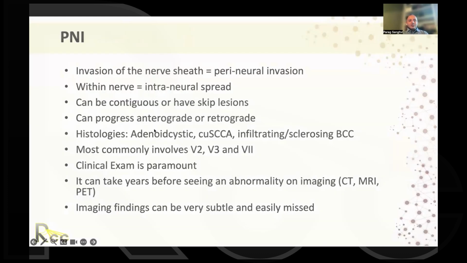Next, what I want to talk about is just what is perineural invasion? And really, what perineural invasion is, is when you see tumor cells crawling within the nerve sheath. That's the most common phenomenon of perineural invasion. But you can also sometimes have tumor actually within the nerve, and you can have intraneural spread. I think the difficult thing for all of us about perineural invasion is that it can be contiguous or it can have skip lesions. It can be radiographically visible.